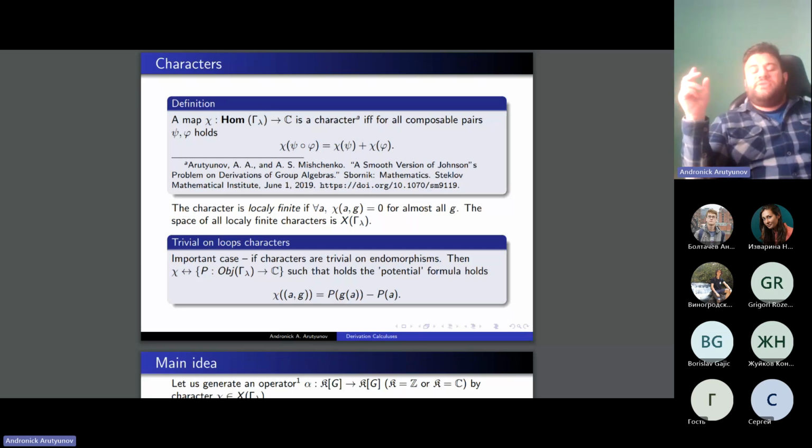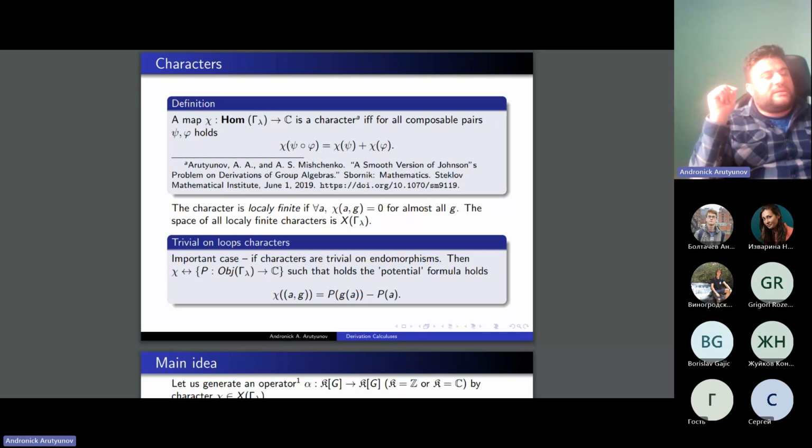I will need in this talk mostly so-called local finite characters, and we will call them local. It means the condition which is written here, that the value of the character on the morphism is equal to 0 for almost all g, and A is fixed.